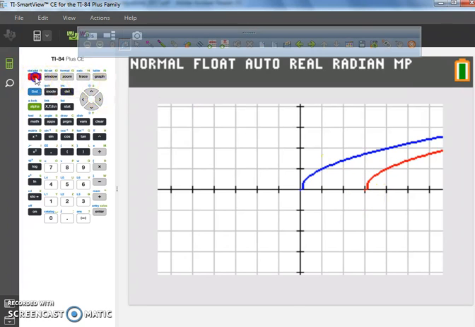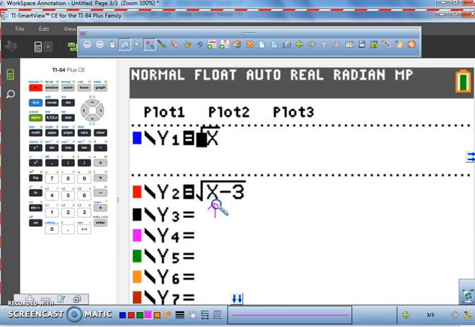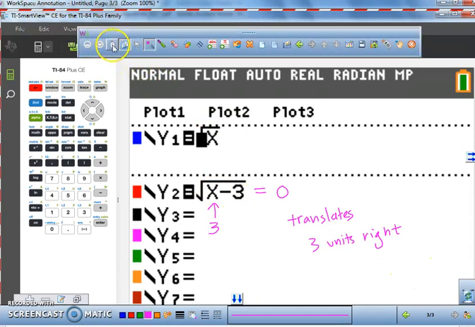Interesting. Why positive? That's a good question. Why positive 3? Check this out. What number would you have to plug in for x for this to equal a 0? Positive 3. So what does this do? This translates it 3 units. So x minus 3 translates the graph 3 units to the right.